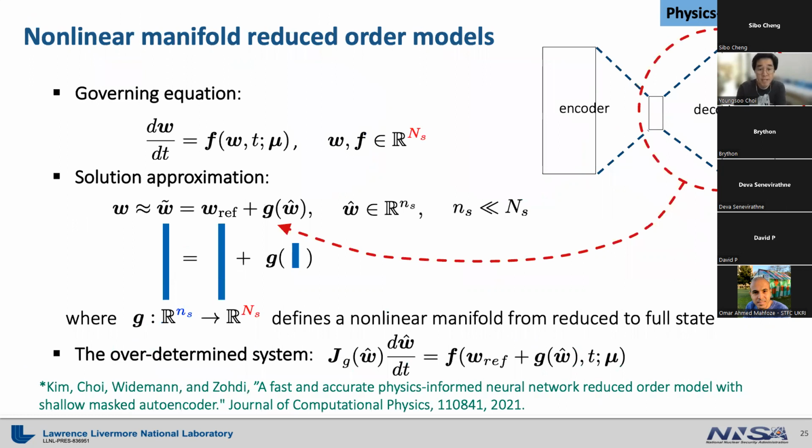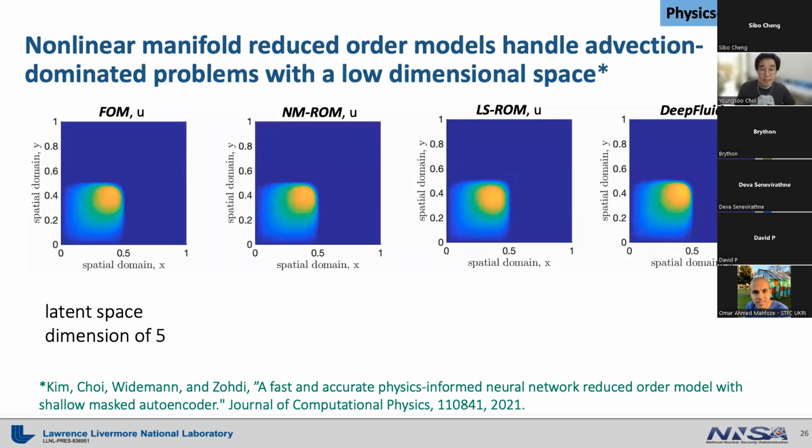There are many variations of the projection-based reduced order models. For example, the solution does not always have to be represented by a linear combination of reduced spaces. It can be completely nonlinear, as depicted in this slide. The decoder neural network can be used as a solution representation. If you do that, then you will get a superior performance to the linear subspace approach.